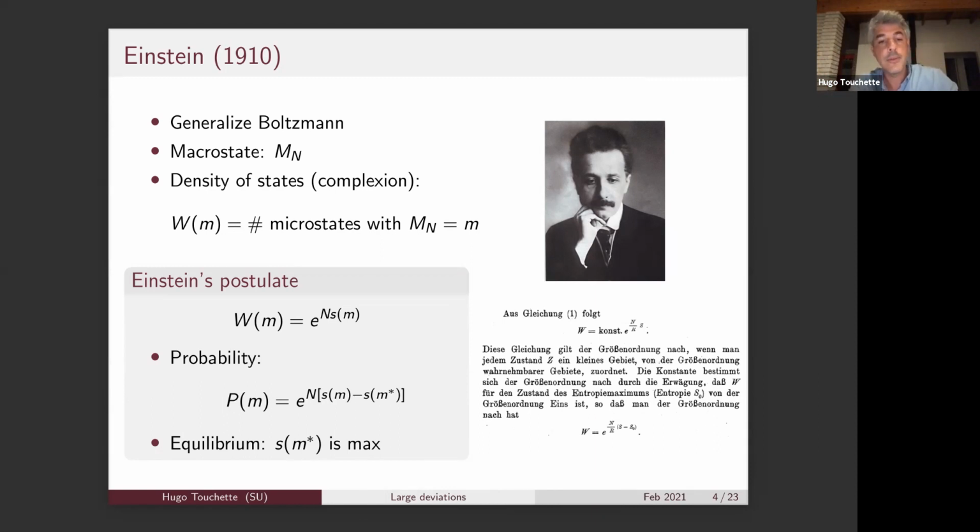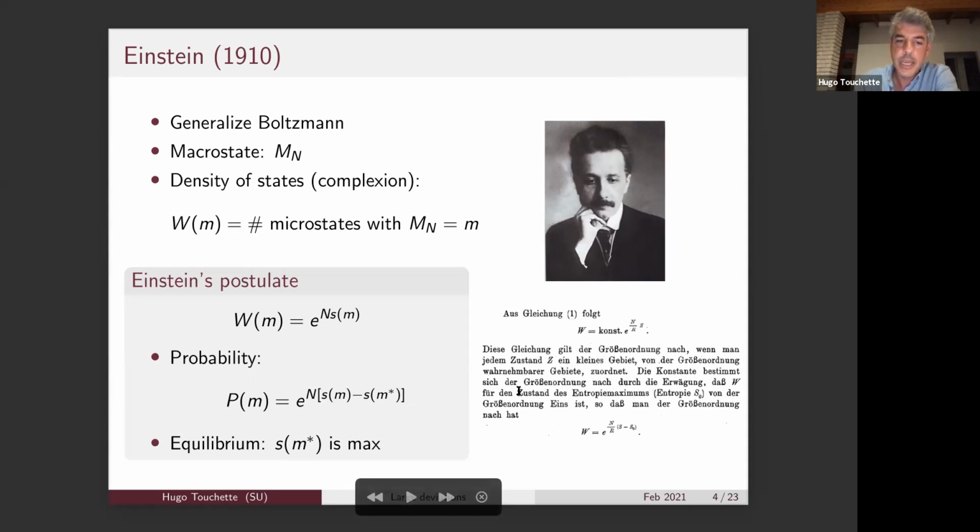For instance, if you're looking for the macro state that has the highest probability, in this case, you would maximize the exponent, you would maximize the entropy. This was a postulate that was known in statistical mechanics, that equilibrium actually maximizes entropy. But now it's promoted as something more general, beyond the perfect gas, beyond non-interacting systems.